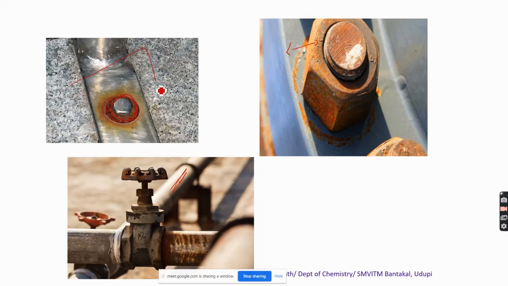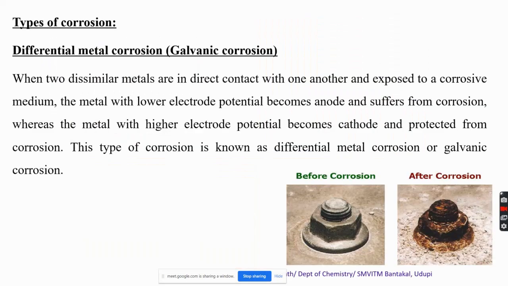This one is a very good picture, so you can easily observe it. Here one is completely made up of iron, whereas this one is a steel. Again the rate of corrosion of these two is different, and that type of corrosion we call differential metal corrosion. When two dissimilar metals, not the same metal, are in contact with one another and exposed to a corrosive medium, then the metal with the lower electrode potential becomes the anode and suffers from corrosion. That is a common thing.